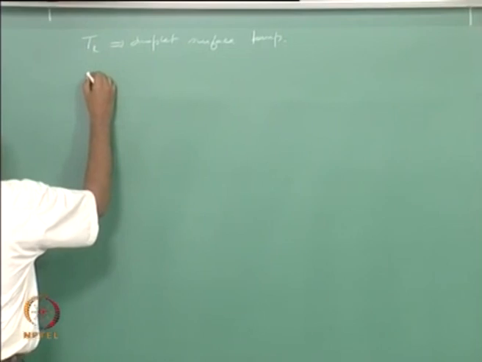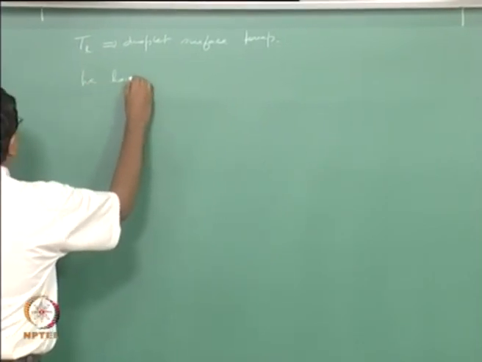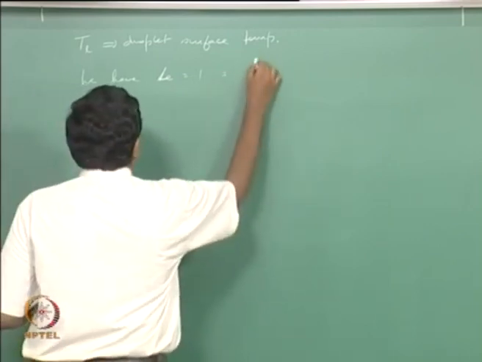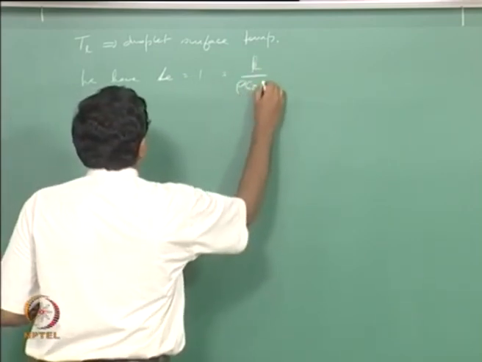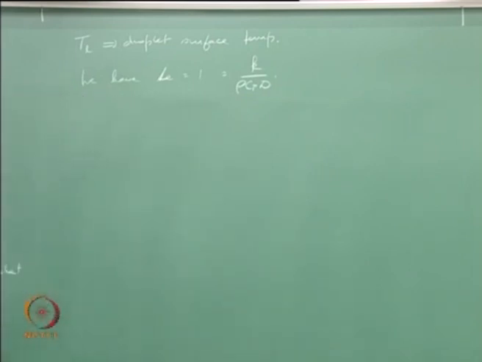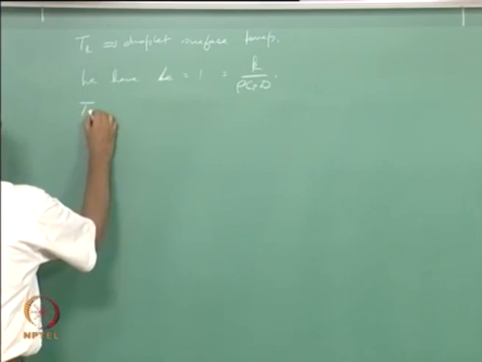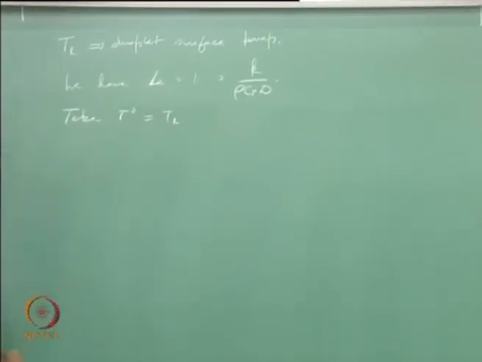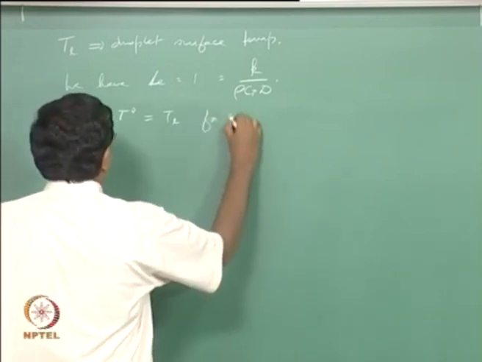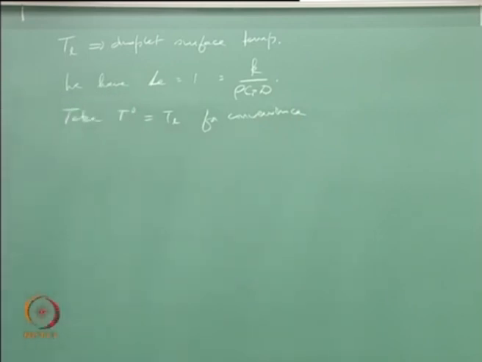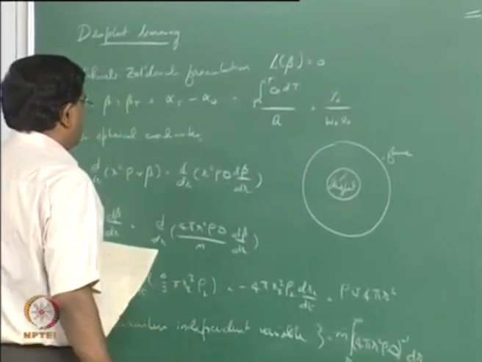Now, of course, we have Lewis number L equal to 1, which is K over rho Cp D. And the other thing that we also do is take T naught equal to TL for convenience. And this is not very difficult to swallow because we have seen this before.